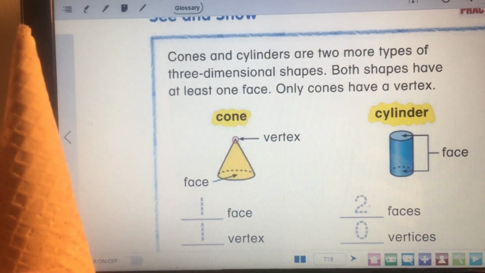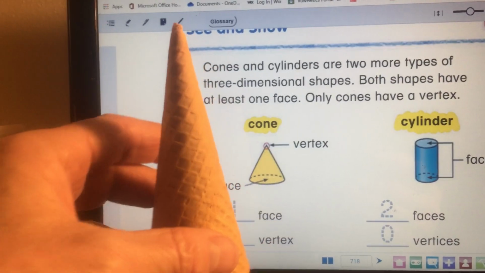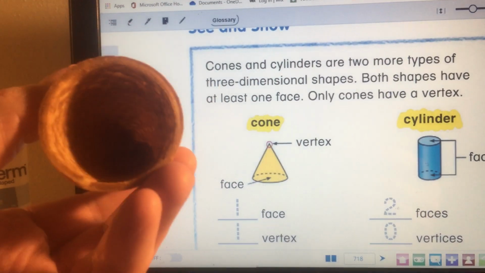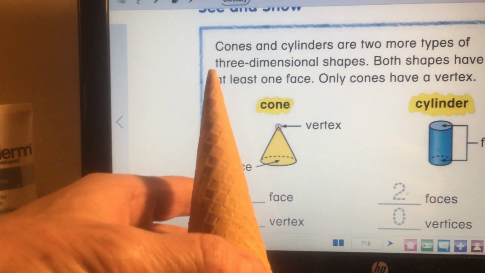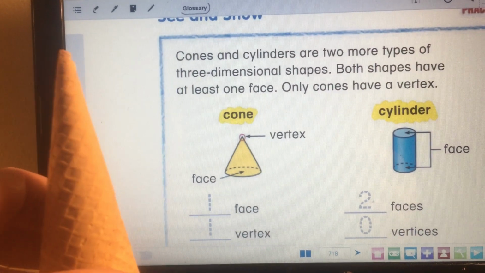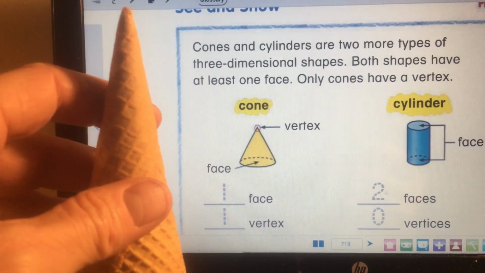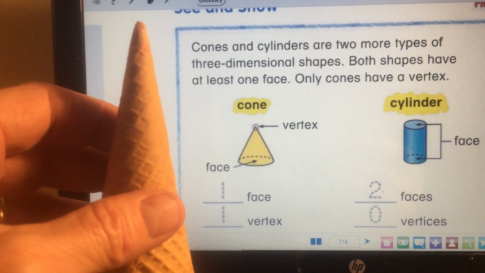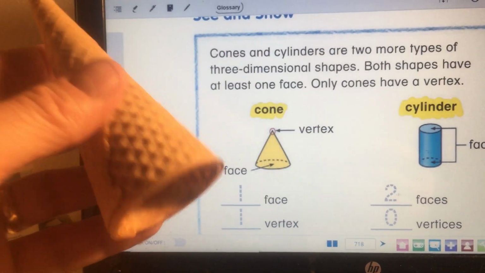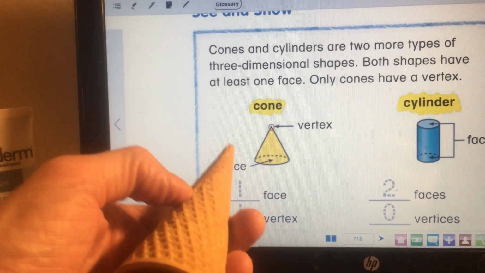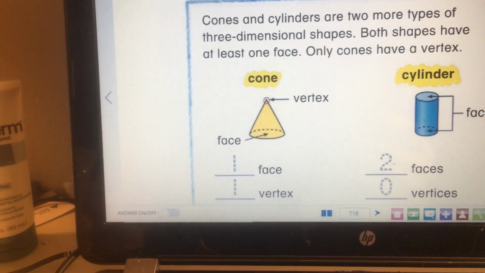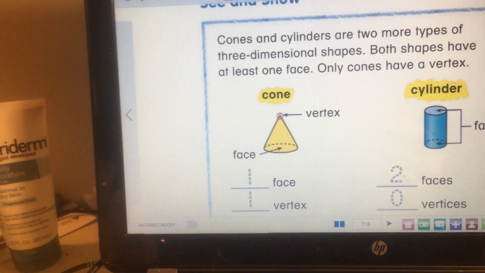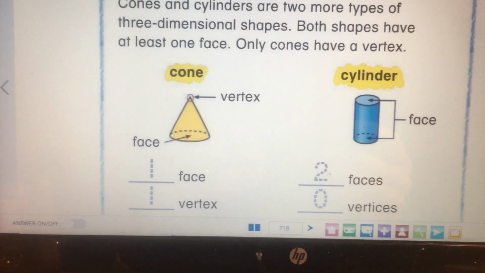So how many faces does a cone have? It's just got that one on the bottom. So you're going to trace in the one by the face. How many vertexes or vertices does the cone have? It's just got the one on top. There's no other corners. So trace the one next to the word vertex. So cones have one face and one vertex.